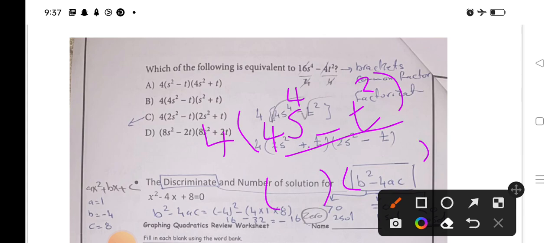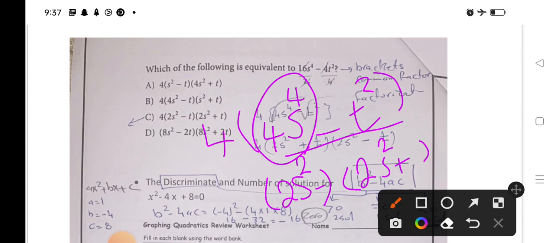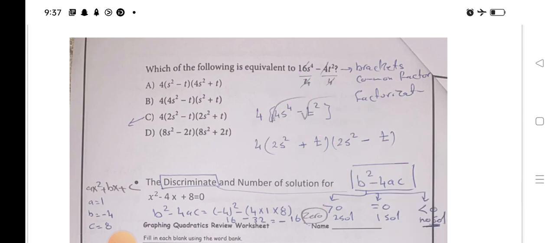The square root of 4s to the power 4: the square root of 4 gives me 2, and s to the power 4, its square root gives me s squared. Here, the same: negative means negative, positive we said it. t squared, t and t. So, as you see here, the answer is C.